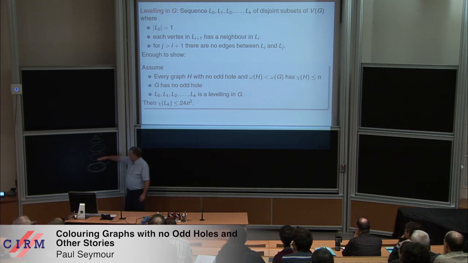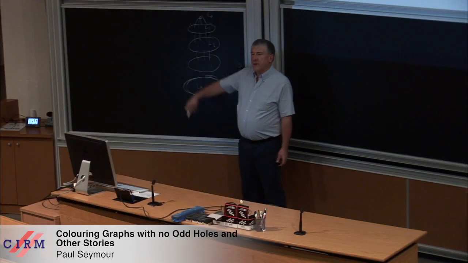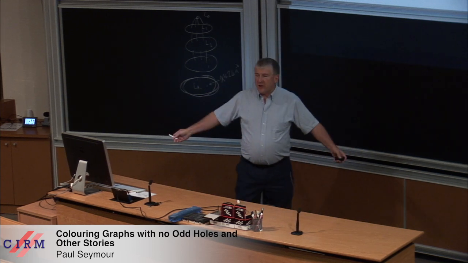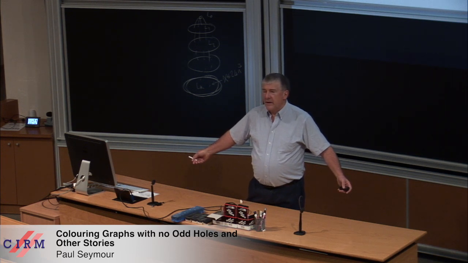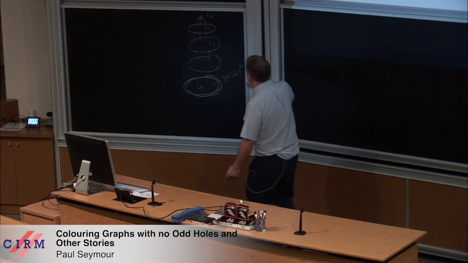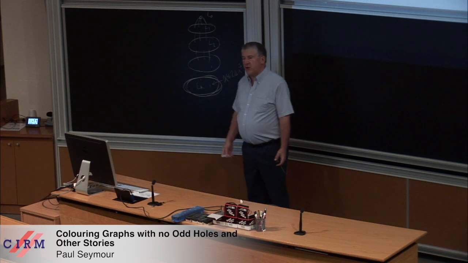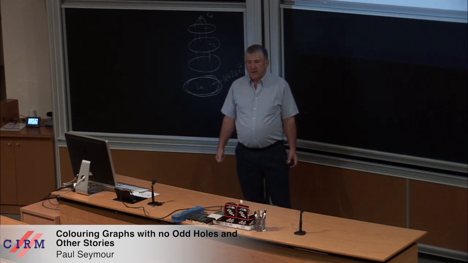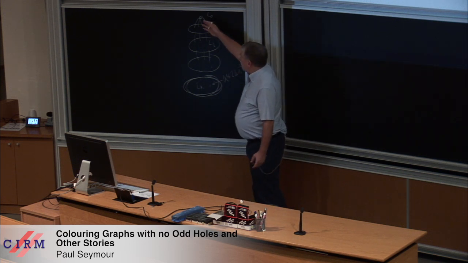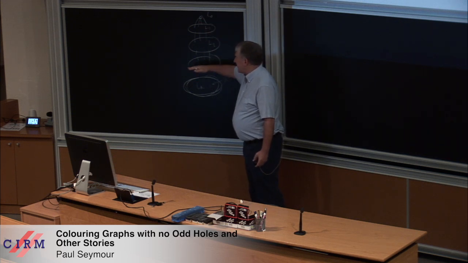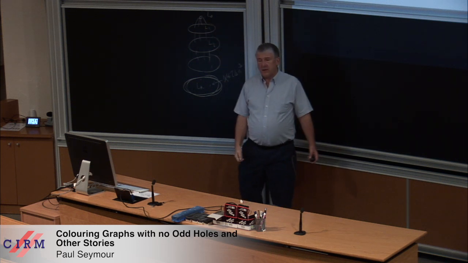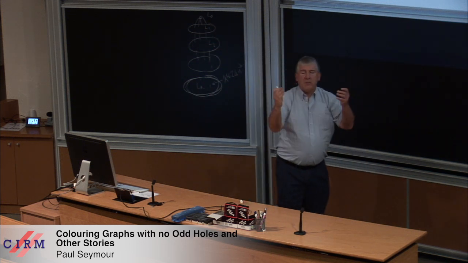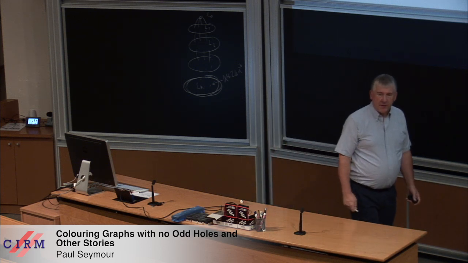If I deleted all this stuff, and we're just trying to prove that this graph has bounded chromatic number, then we've lost everything. We're back to just some graph with no odd hole. We've wasted all this stuff and we have to prove something stronger than we had to prove originally. That's not the right thing to do. But let's just minimize this subject to it being a leveling. I want everybody here to have a neighbor upstairs, everybody here has a neighbor up there, and so on, all the way back to the top. But make the top minimal subject to keeping that property.